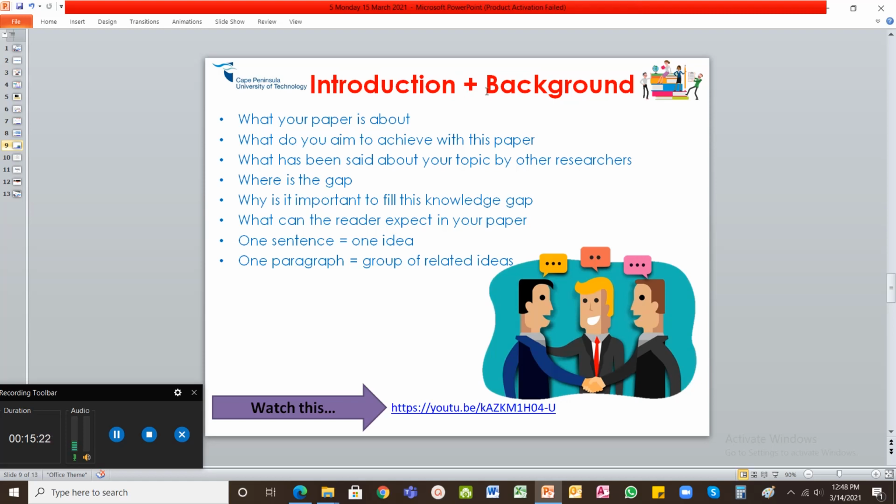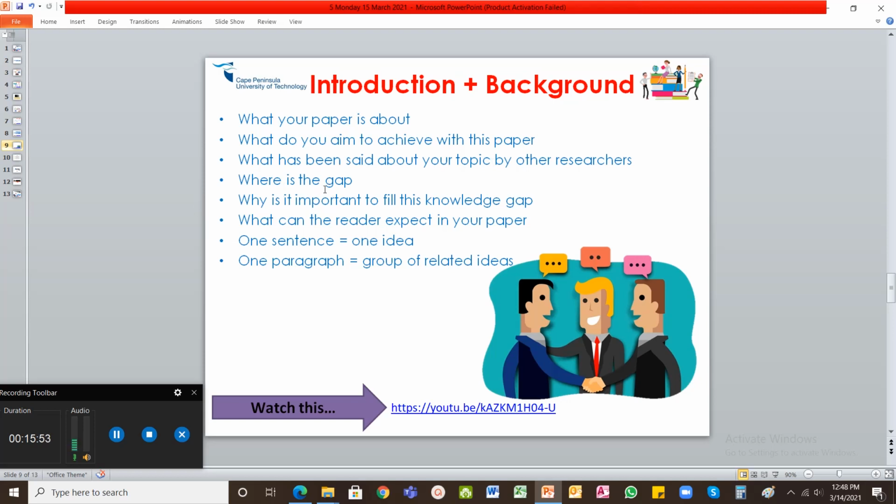So your introduction and background. What is your paper all about? So the introduction and background is going to tell the reader what the paper is all about, your assignment, what you wish to aim at the end of your paper. So why are you writing this paper? What has been said about your topic? So here you're doing reading. You're checking up on different articles of people that are speaking about your same topic or theme.